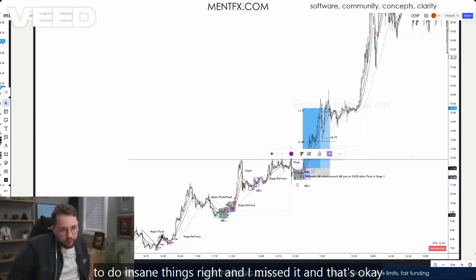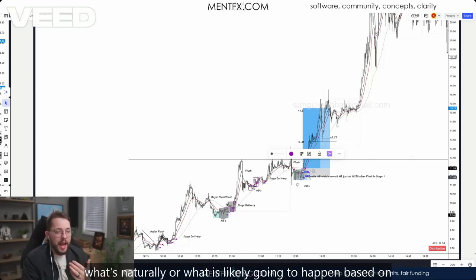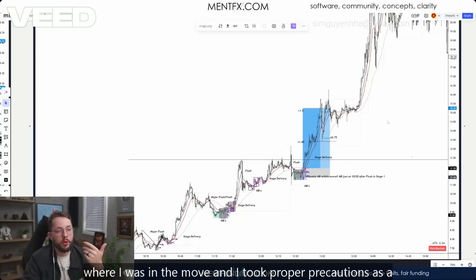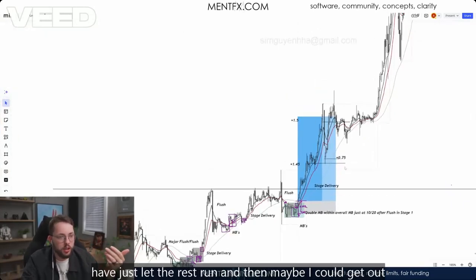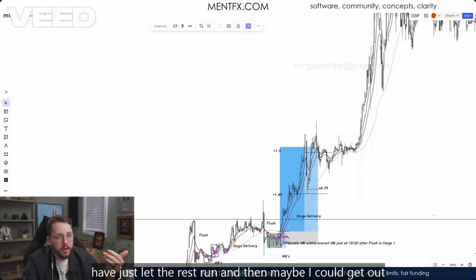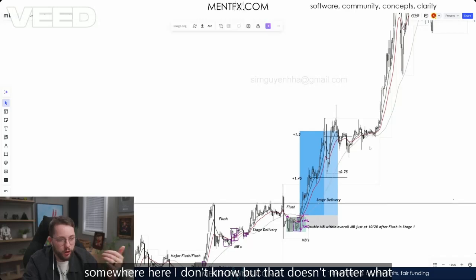And I missed it. And that's okay because I understood where I was in the move. So I understand what is likely going to happen based on where I was in the move. And I took proper precautions as a result. Now, could I have traded it better? Yes. I could have just let the rest run and then maybe I could get out somewhere up here, maybe, right? And maybe I'd give up all this profit, or take a little partial and then get out of the rest maybe somewhere here. I don't know. But that doesn't matter.